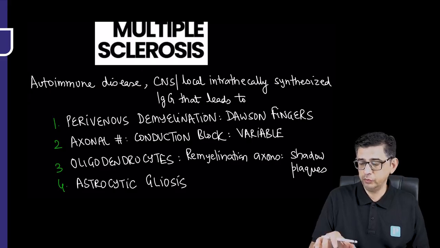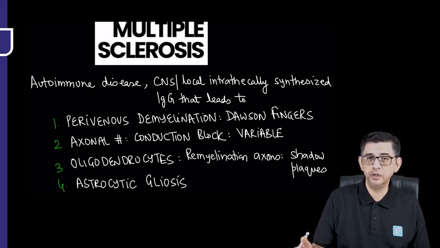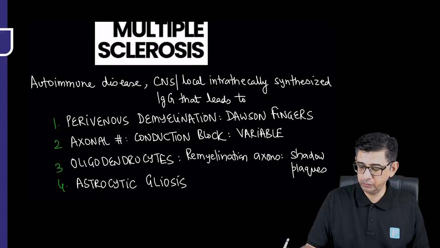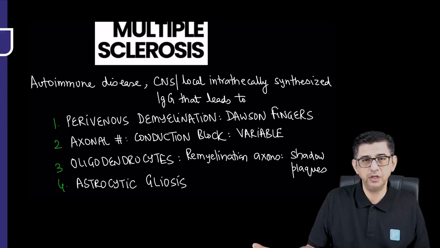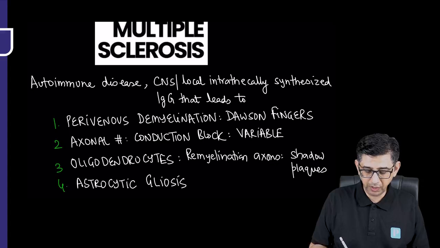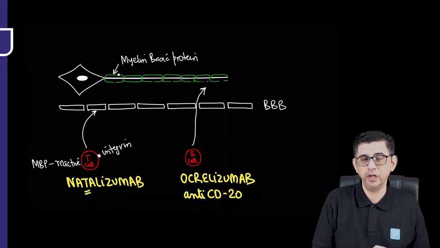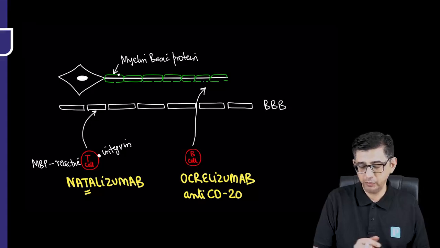But in the initial two slides, I've tried to highlight the pathophysiology of the disease and correlate it with radiology. Two important findings I mentioned were Dawson fingers and the development of plaques. And the second thing I highlighted was the use of monoclonal antibodies for the common varieties of multiple sclerosis.